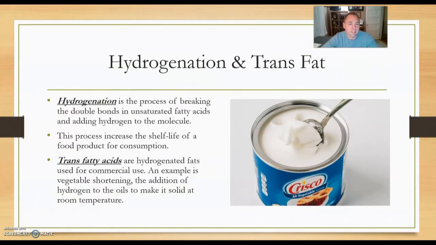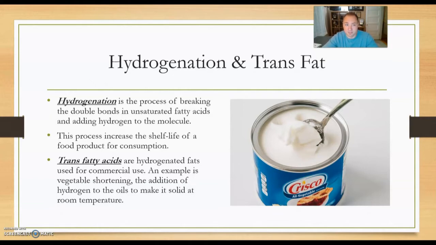All right, I mentioned hydrogenation and trans fat. Hydrogenation is the process of breaking those double bonds in oils, which you'll see in a moment with the mono and poly, and adding hydrogen in there. And it goes from having less double bonds and less hydrogens to having the full boat. And what that does is it increases the hydrogen in there, which makes it solid, and the process is done to increase the shelf life or how long a food product can last for consumption.